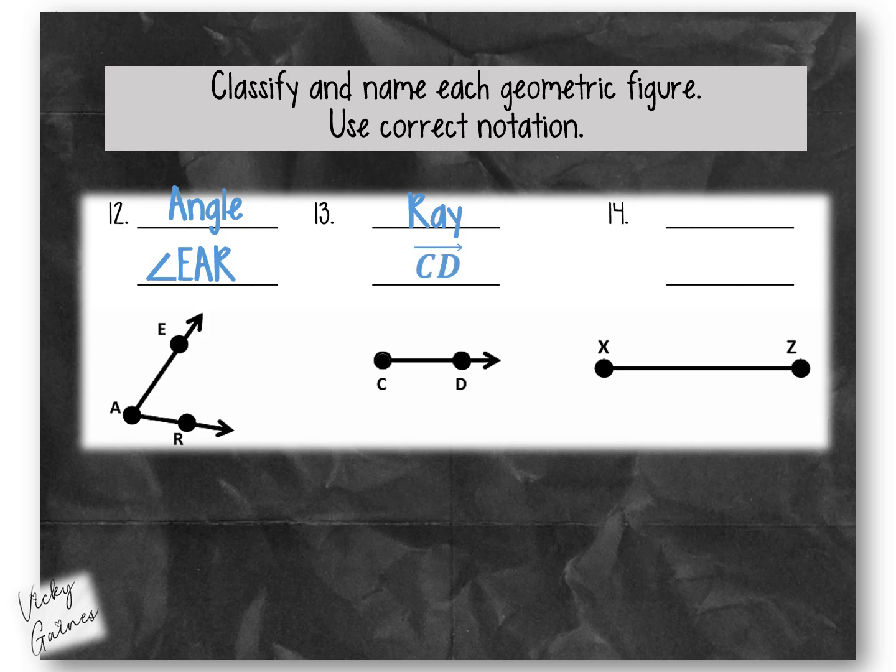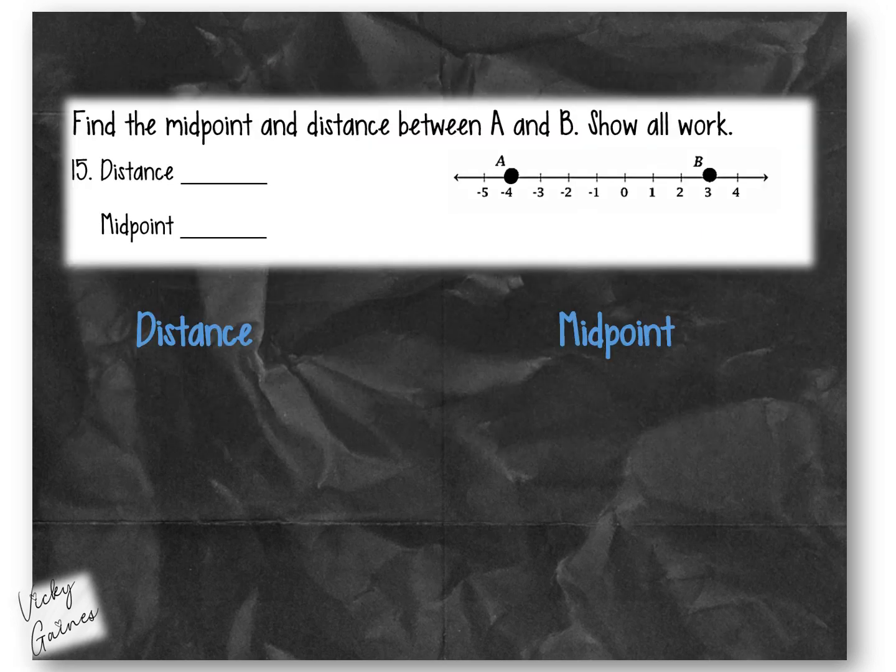That's ray CD. You have to go from the endpoint through the point where it extends indefinitely in just the one direction. Number 14 is a segment. That is segment XZ, or it could be segment ZX. Either way is fine. Find the midpoint and distance, and now we're on a number line.